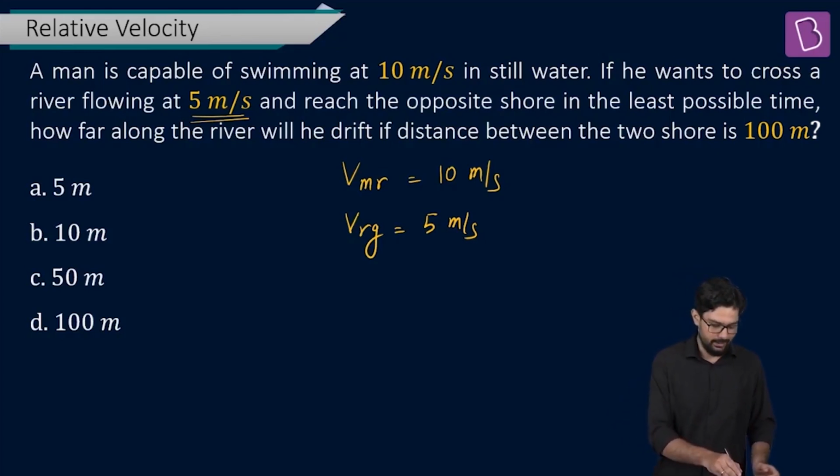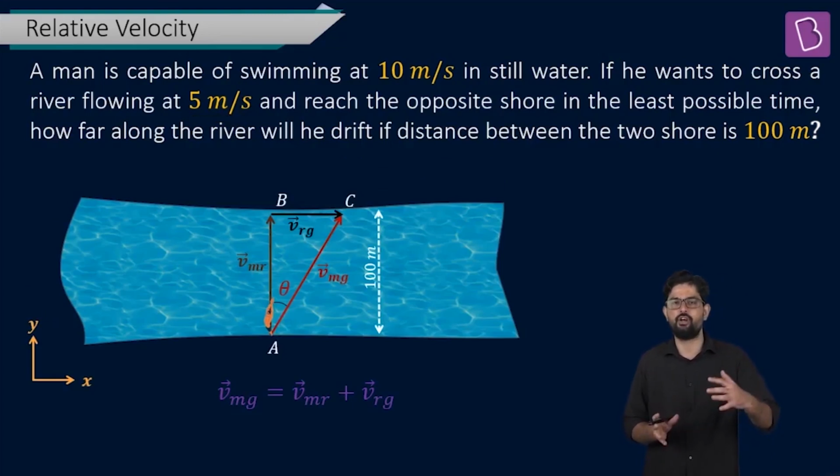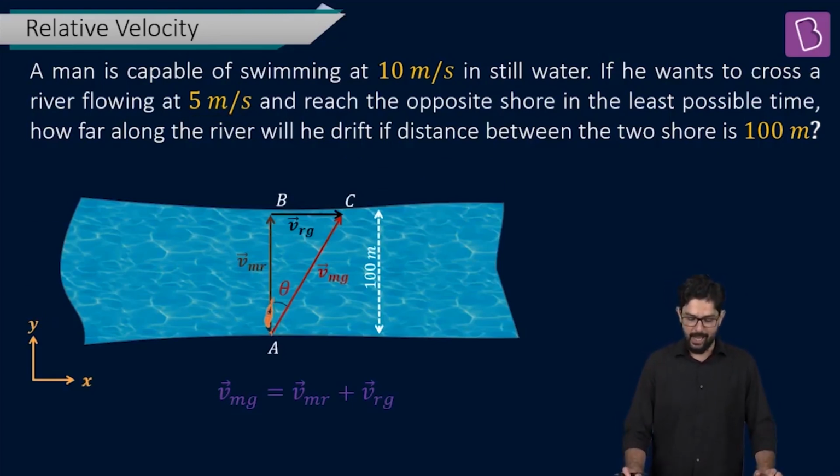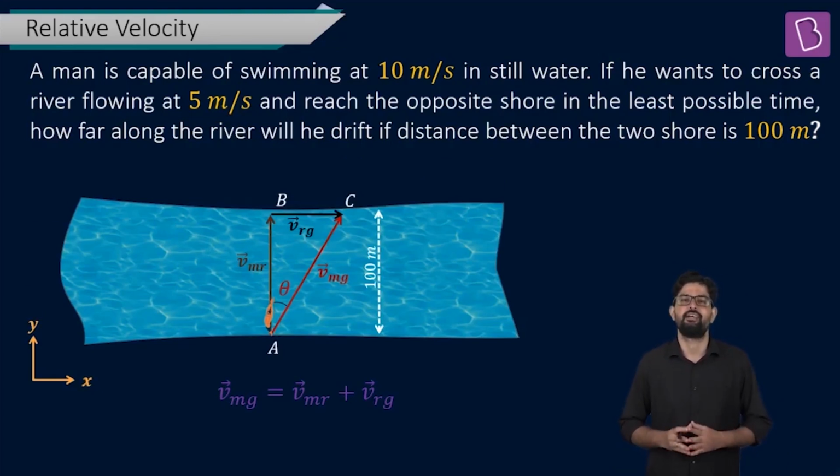So in this case, this is how the situation looks like. The width of the river is 100 meter. And this man has to cross this river in the least possible time. Now, if this man has to cross the river in least possible time, then don't you think he should put the whole effort in just crossing the river? Right? And in that case, he will be able to cross the river in the least possible time.